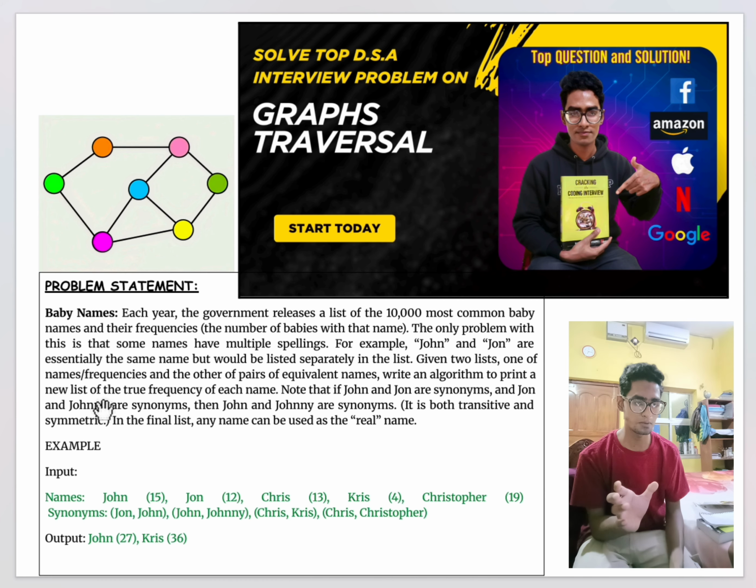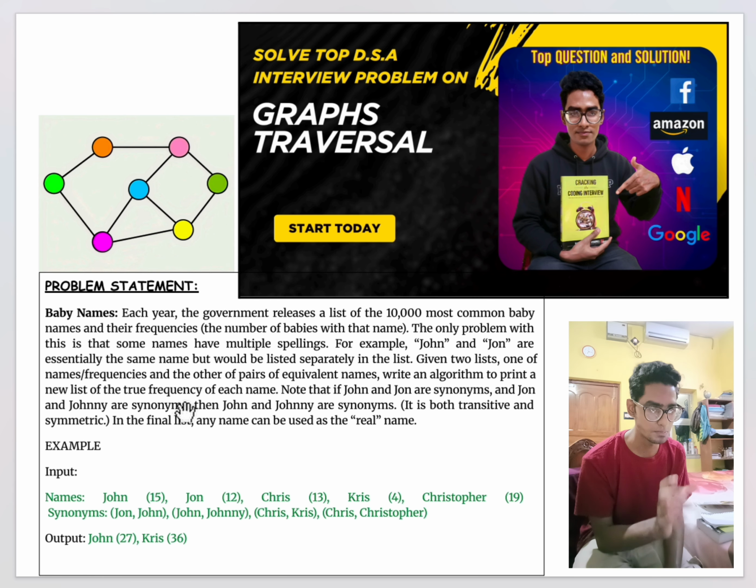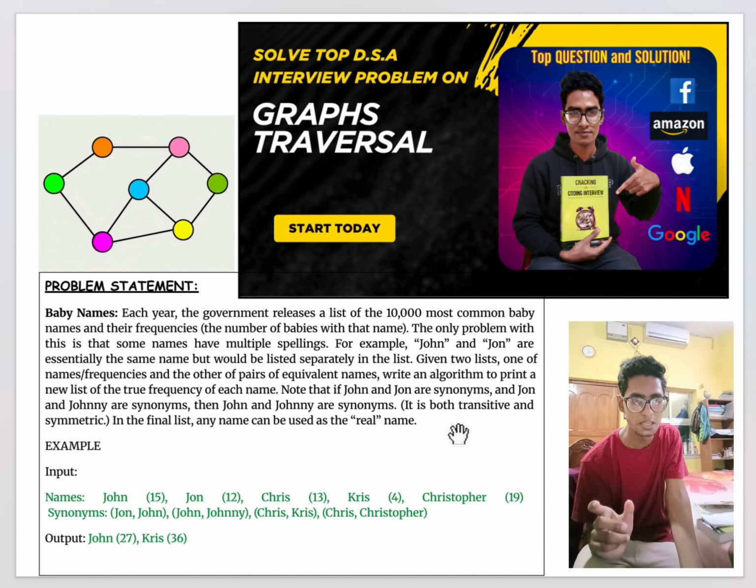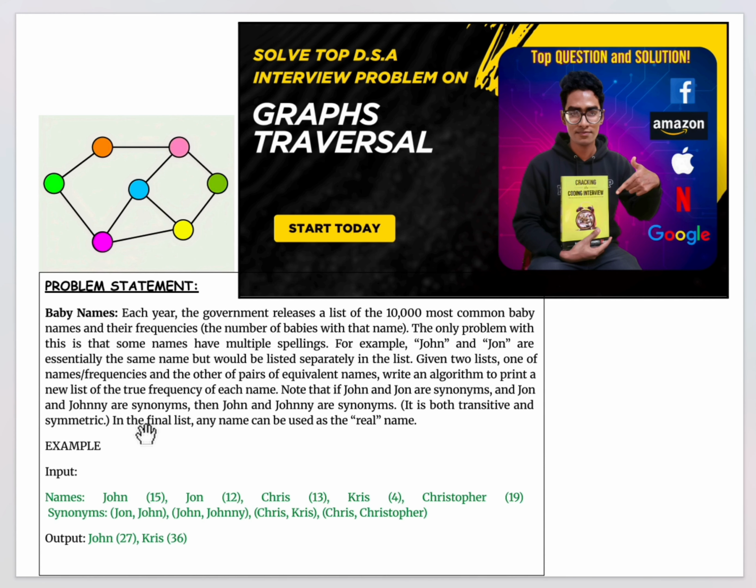So by transitive, we have read about transitive and symmetric relations in set theory. That is, if A is related to B, and B is related to C, then we can say that A is related to C. Similarly, symmetric states that if A is related to B, then B is also related to A. So this might be satisfied in this case. And in the final list, any name can be used as the real name.